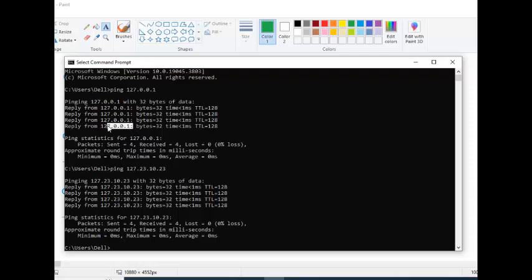See, it's a reply. Whenever I put 127 and ping, the operating system is replying. When will the operating system reply? Whenever you have all the drivers, network drivers, properly installed. Whenever your laptop is ready to communicate to the network, internet, only then the operating system will say, I am ready.